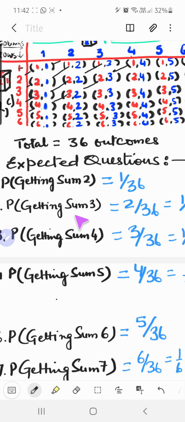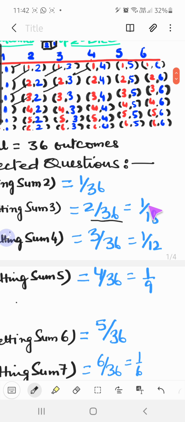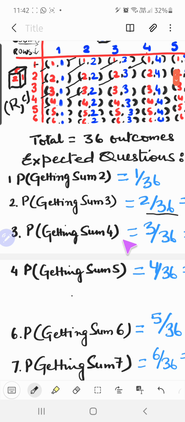What is the probability of getting sum 3? The sum can be 3 if you get 2 on the red die and 1 on the blue die, or 1 on the red die and 2 on the blue die. Both cases are favorable, as in both cases you get the sum equal to 3. So two favorable cases out of 36, and we can say that the probability of this event is 1 by 18. Now what is the probability if the sum is 4?